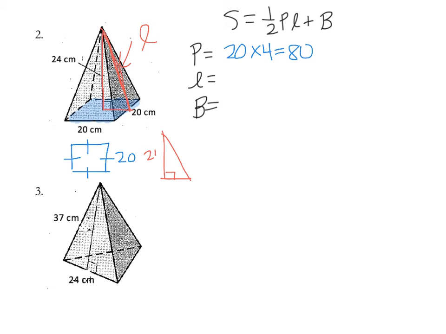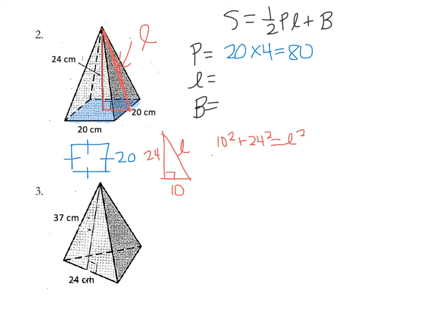I have 24, L, and then be careful about what you put on the bottom of that triangle today. The 20 is if we were going all the way across. We're not going all the way across, we're only going halfway across, which is 10. So then we're going to do 10 squared plus 24 squared equals L squared.